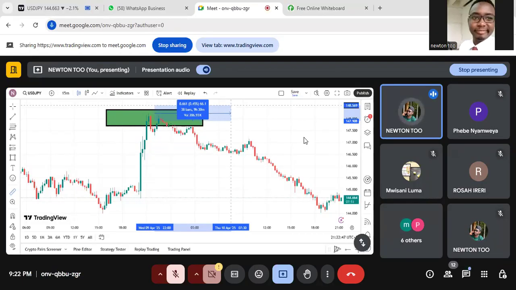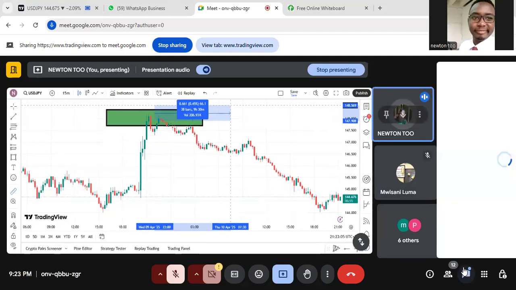So I want to give you another exposure, an advanced way of trading the Ichimoku, not even the cloud, an advanced way of trading the Ichimoku cloud. We'll be covering that on Monday.